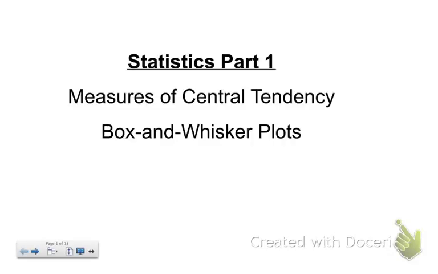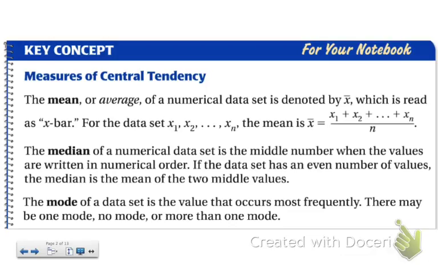This is Statistics Part 1, which includes measures of central tendency and box and whisker plots. Measures of central tendency is talking about the middle of the data, or the average.